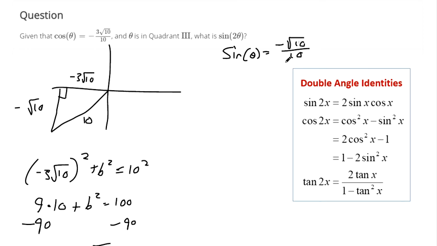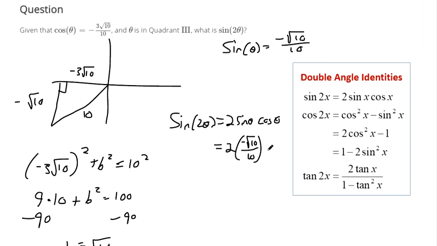Okay, now we're ready to plug everything in the formula, because sine of 2 theta, according to our double angle identities, is 2 sine theta cosine theta. So sine theta is negative square root of 10 over 10. And then cosine theta we just evaluated to be -3 square roots of 10 over 10.